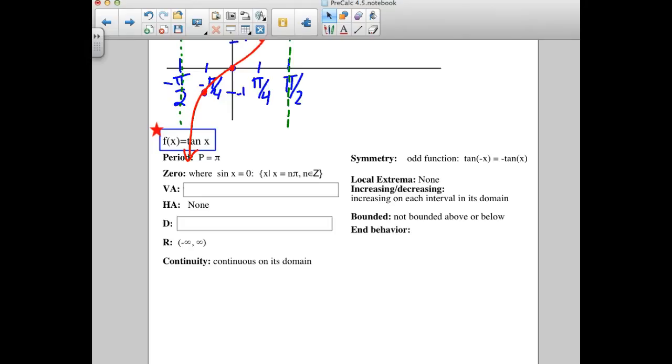How big is the period? Pi. So if we're at pi over 2 and we add another pi, 3 pi over 2. Add another pi, we're at 5 pi over 2, 7 pi over 2, right? That's where your vertical asymptotes are going to happen. So where the cosine is 0, which happens at pi over 2s, and then we just keep adding pi or subtracting pi from it. Okay.